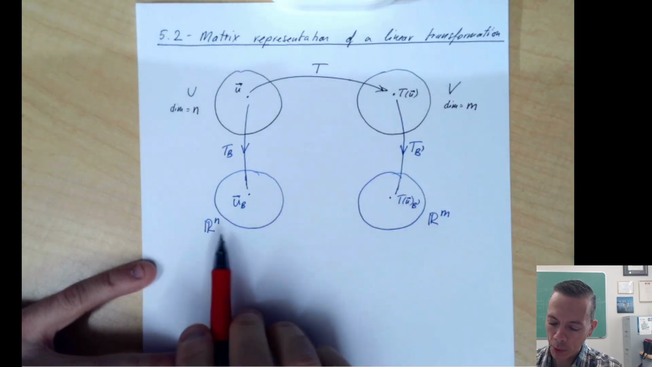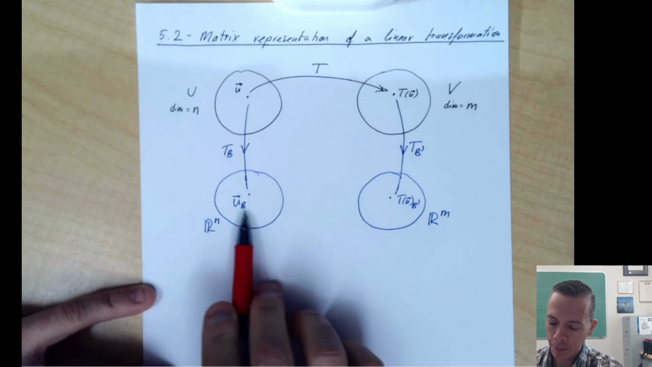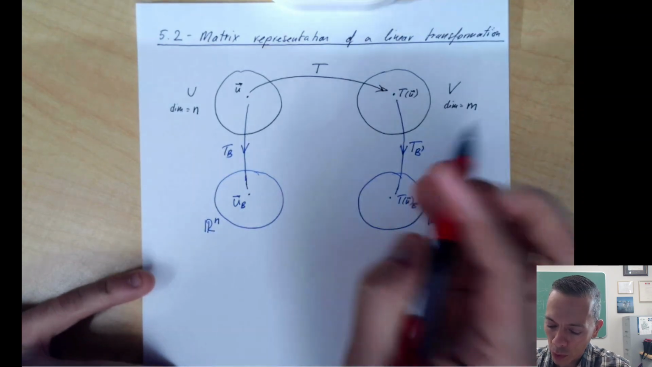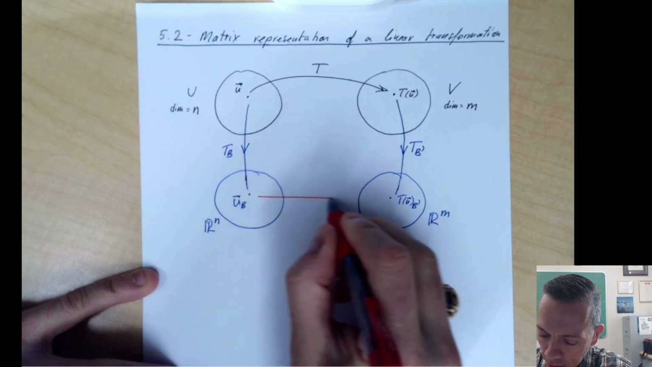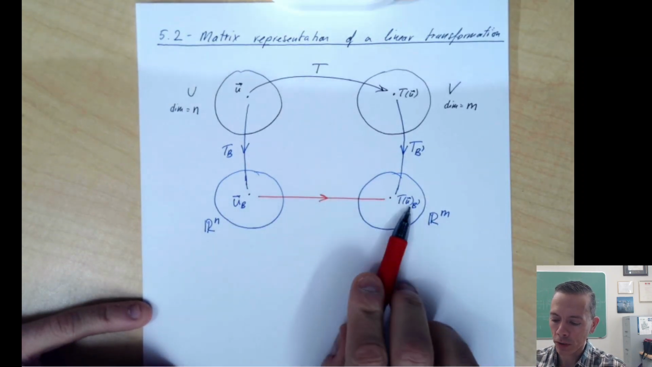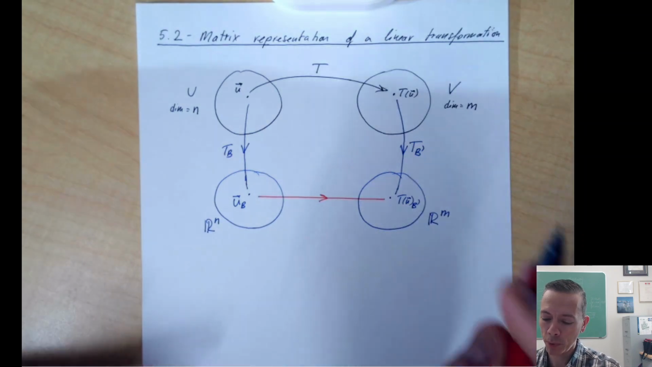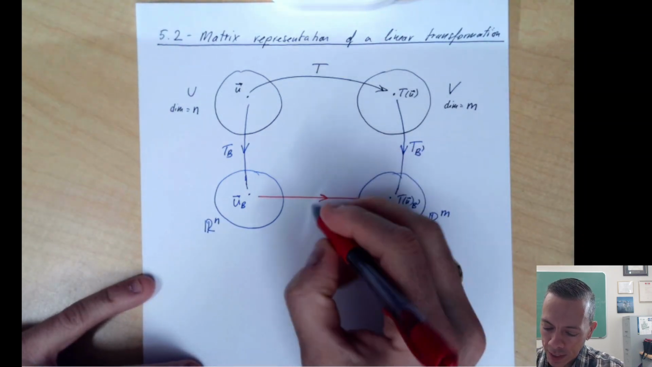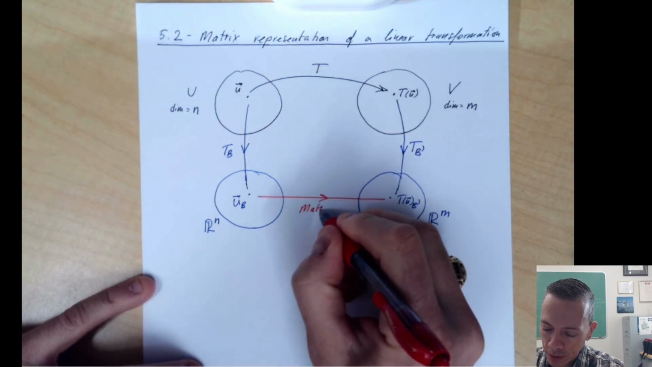And finally, now we have a vector in R^n and a vector in R^m. We're going to define the transformation that goes directly from the vector [u]_B to the vector [T(u)]_B'. And this is a matrix transformation.